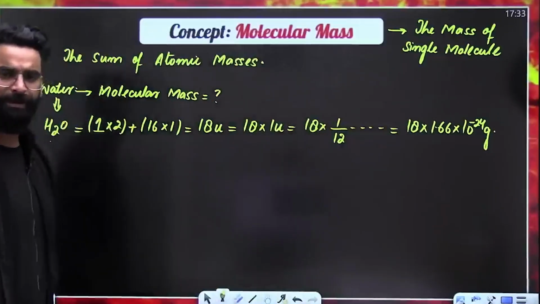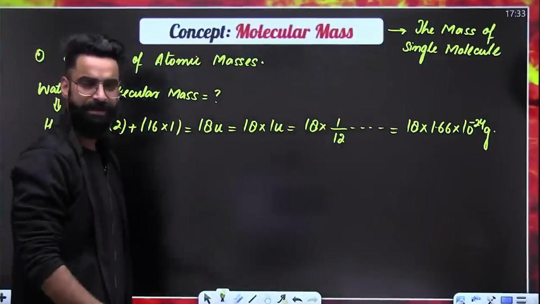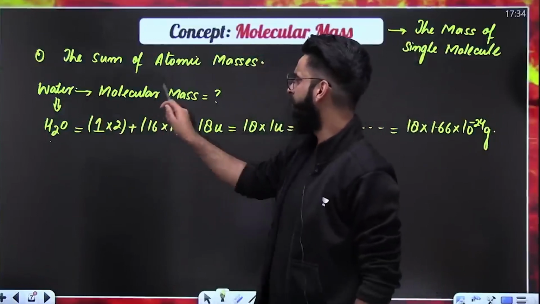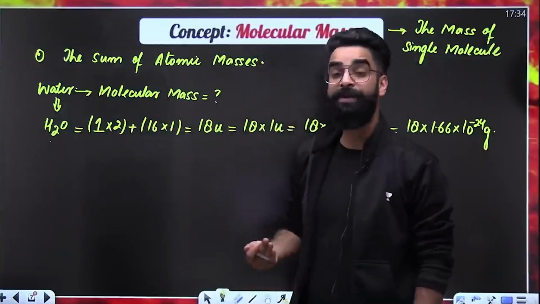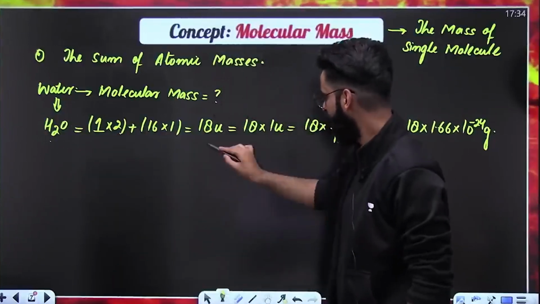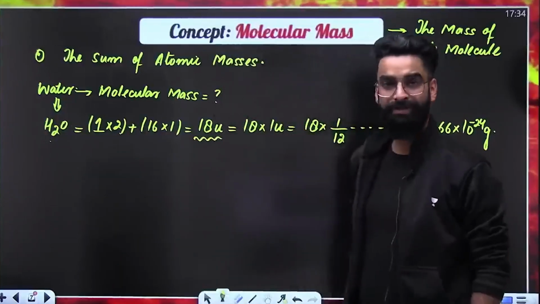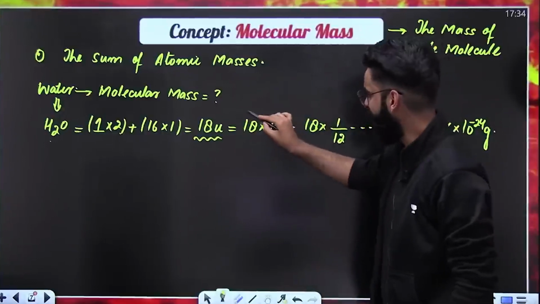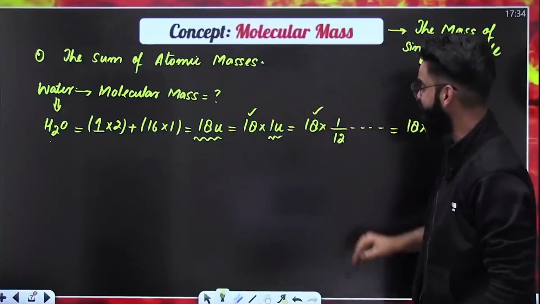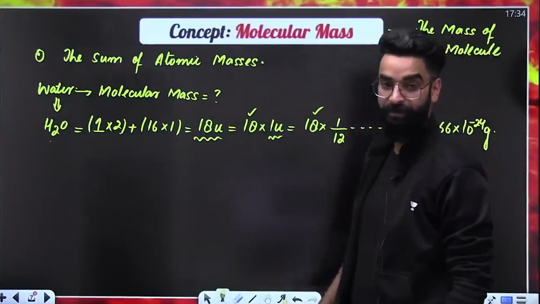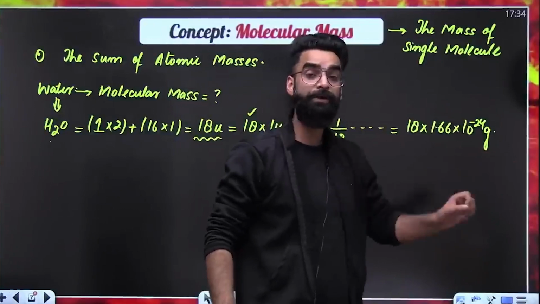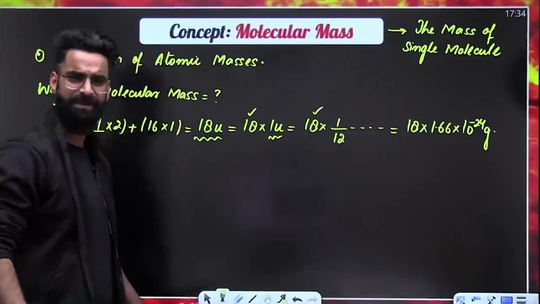Now let's try to understand the meaning of all these terms. I just wanted to calculate the mass of one molecule of water, and it came out to be 18 U. That means one molecule of water is 18 times heavier than 1 U, that is, 18 times heavier than 1/12 of the mass of carbon-12. That's all. Simple and basic.